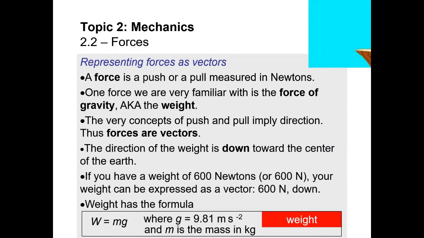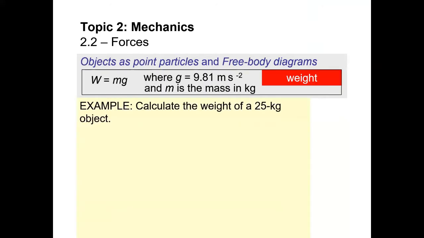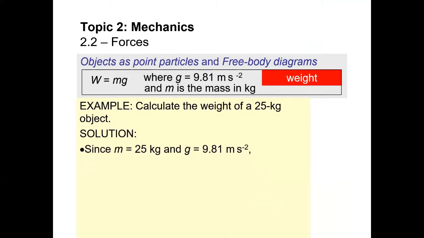Formula: W equals mg. Mass is in kilograms. g is the acceleration due to gravity, 9.81 meters per second squared. Calculate the weight of a 25 kilogram object. Mass is 25 kilograms. Acceleration due to gravity is 9.81 meters per second squared. Weight equals mass times acceleration due to gravity, 25 times 9.81, which is 245 newtons.